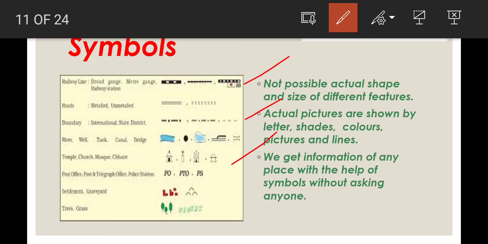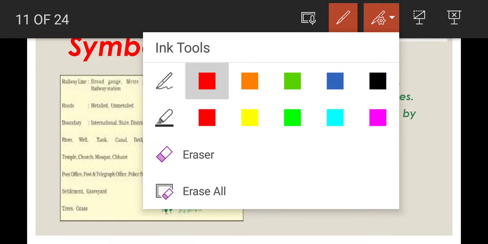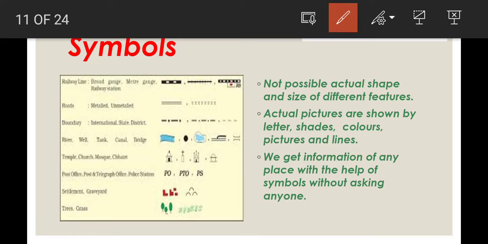So actually, symbols are in the form of letters, shades, colors, pictures and lines. Like that, we can use different forms as symbols on the map. With the help of symbols, we can find locations and identify places. For example, just to see PO.